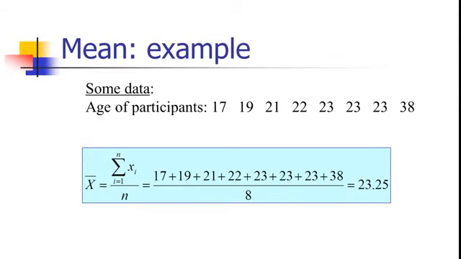So let me just give a quick example of how to calculate a mean. This should be easy for all of you. So for example, let's say I had some hypothetical data here. I have some data on 8 participants in a study, and I have their ages. So it ranged from 17 to 38. If I wanted to figure out their average age, I would just add up those 8 values and divide by 8.